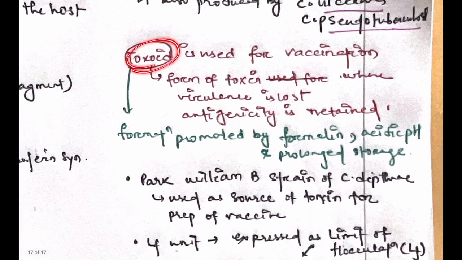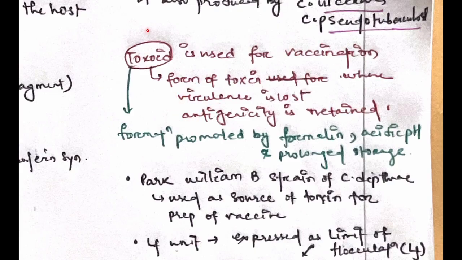Next, toxoid. What do you mean by toxoid? Toxoid is used as vaccination. Toxin, we know, is toxic. The toxin has virulence property as well as antigenicity property, that is immunogenicity. But this toxoid is a form of toxin where the virulence factor is lost and the antigenicity is retained. Virulence is lost and antigenicity is retained.